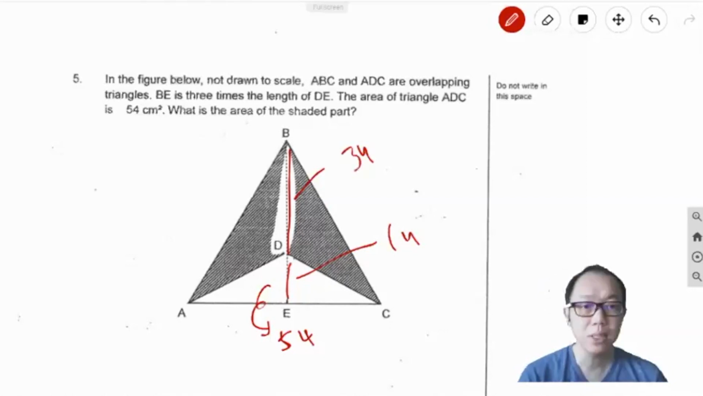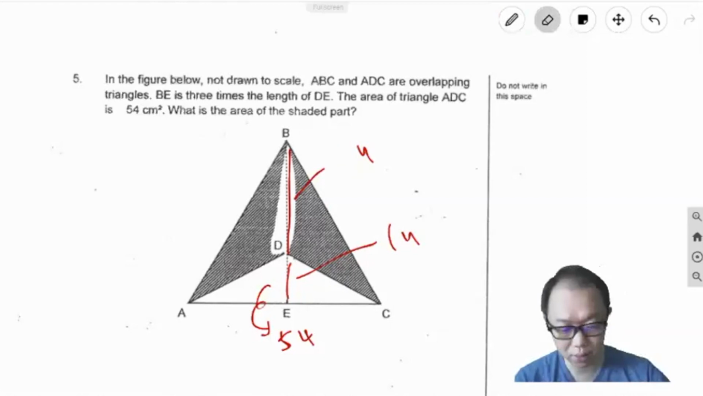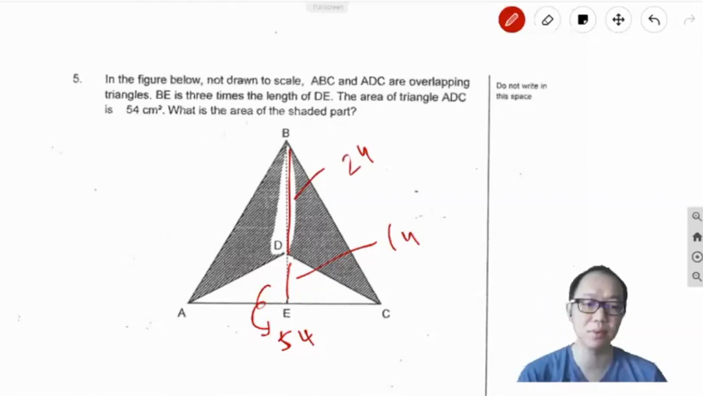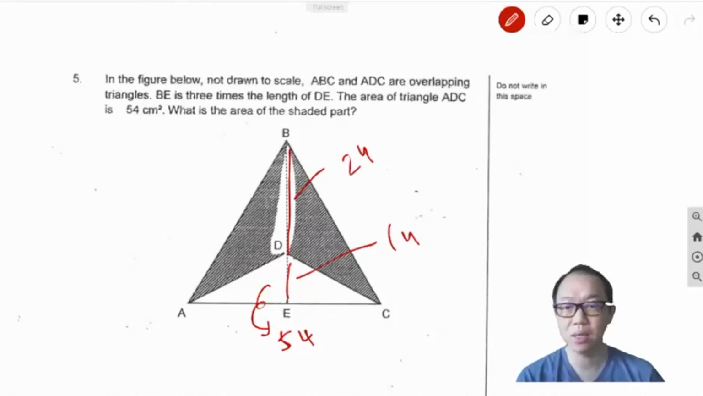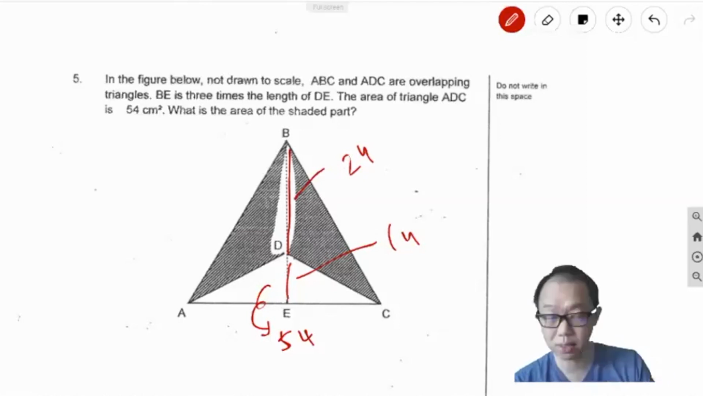Sorry, wrong. Today, a bit weird. It's 2, 2, 2. I saw it wrongly. BE is 3 times DE. So BD is 2 units and DE is 1 unit. Okay, we get that, right? So let's say I want to find the area of the entire triangle. It is half times 3 units, 3U, times base, which is AC.